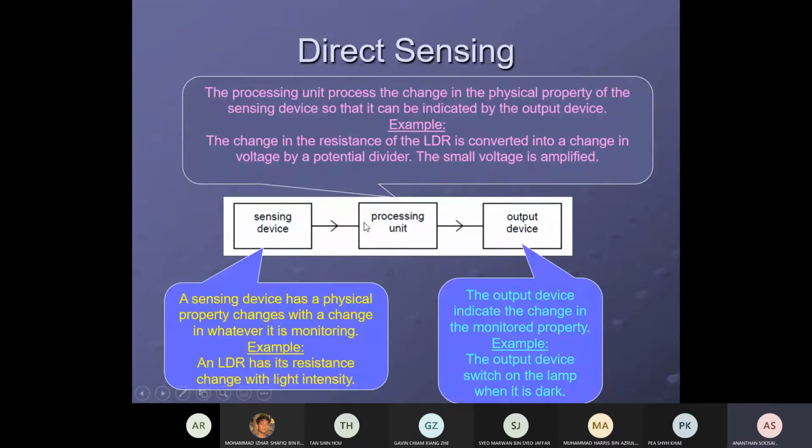Okay. So these 3 departments you have to remember. One year they asked you to fill up 3 boxes. The first box is the sensing device, sensors like an LDR, whose resistance changes with light intensity. Processing changes the property of the sensing device, indicated by the output device. The output device could be a switch, a light bulb, a speaker, and so on. Today's lesson we will do the sensing device. If we have time, we will go a little into the processing unit.